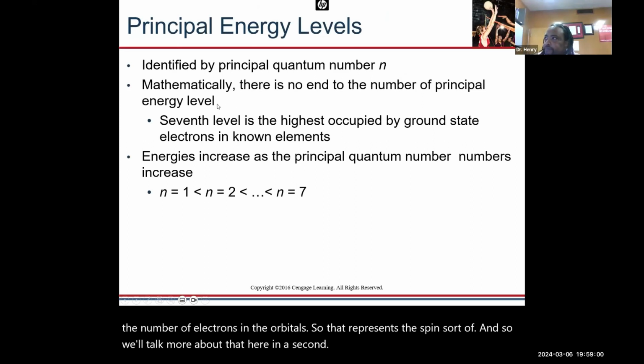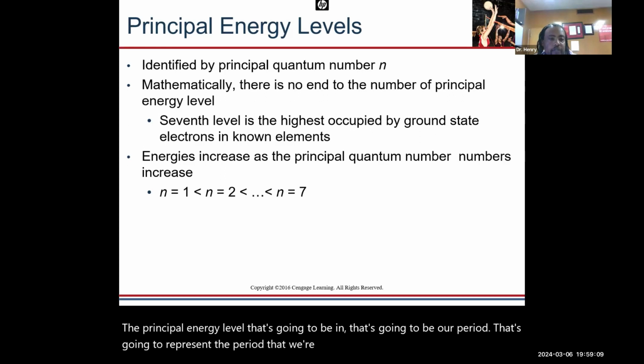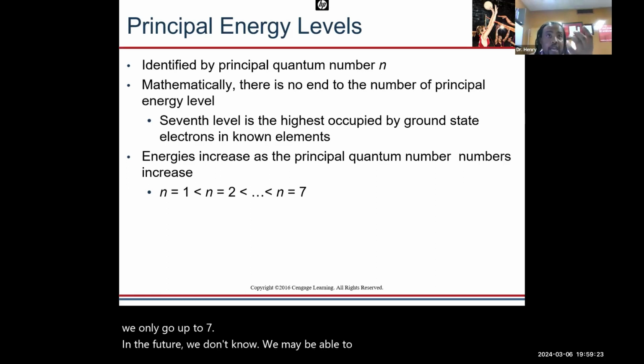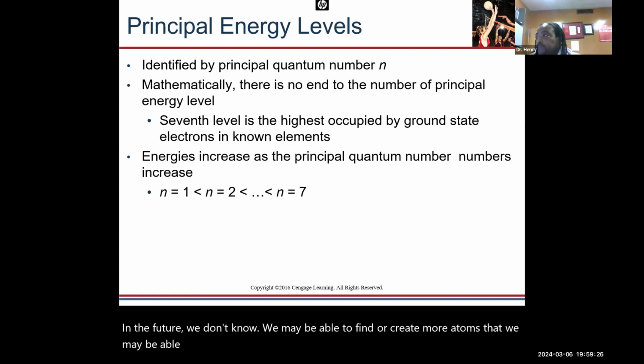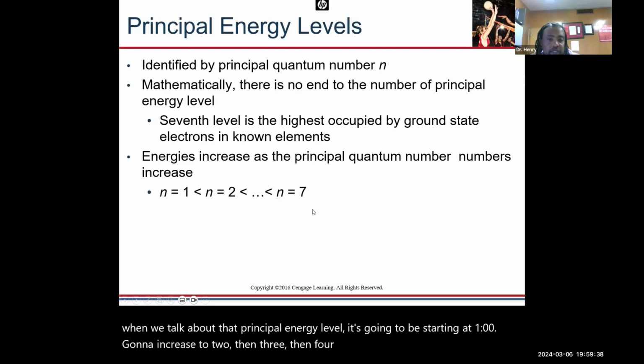Now, the principal energy level, that's going to be N. That's going to be our period. That's going to represent the period that we're talking about for that particular electron. Mathematically, there is no end to a principal energy level, but as of right now, we only go up to 7. In the future, we don't know. We may be able to find or create more atoms that go beyond 7, and I'll show you that in 1 second. But the principal energy level starts at 1 and increases to 2, then 3, then 4, then 5, then 6. That represents the different energy levels that we can get.